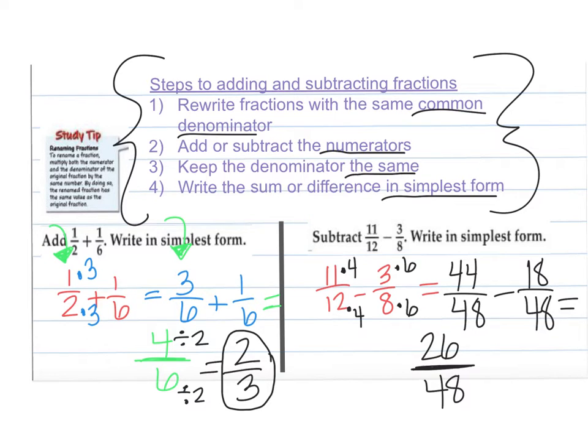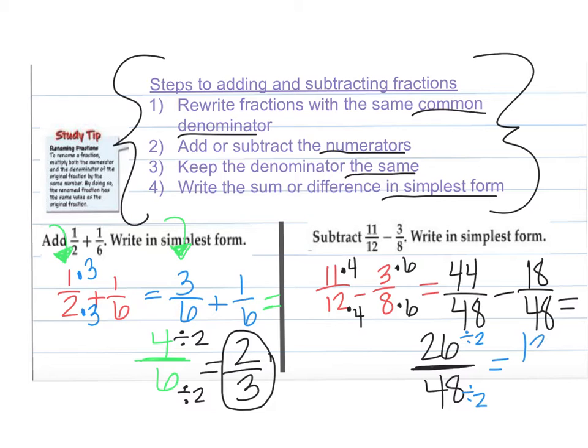And now I need to write it in simplest form. I know it's not in simplest form because they're both even numbers. So even if there's another number they can both be divided by, I can see right away that they can both be divided by 2. So I'm going to divide them both by 2.